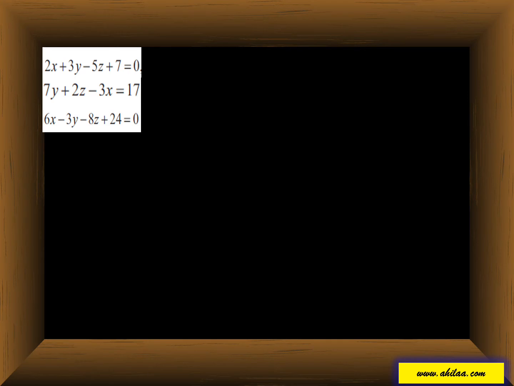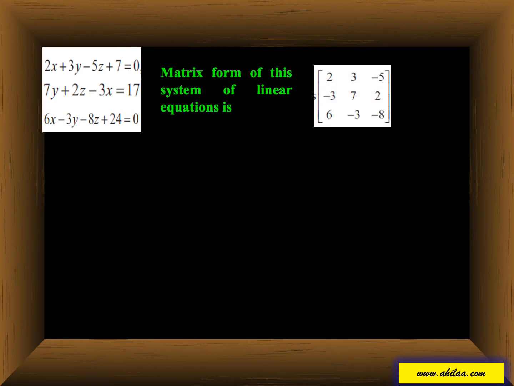Now consider a system of linear equations. First equation is 2x + 3y - 5z + 7 = 0. Second equation is 7y + 2z - 3x = 17. Third equation is 6x - 3y - 8z + 24 = 0. Then how can you write this in the matrix form? So the matrix form of this system of linear equations is: collect the corresponding values. First column the x values, second column the y values, third column the z values. We can bring the constants to the right hand side.